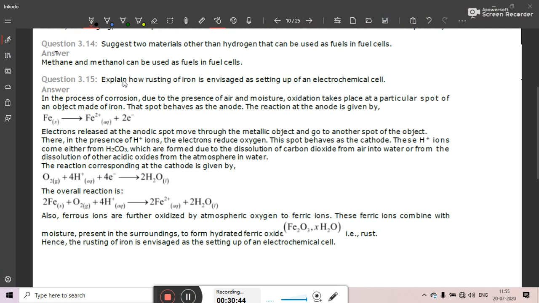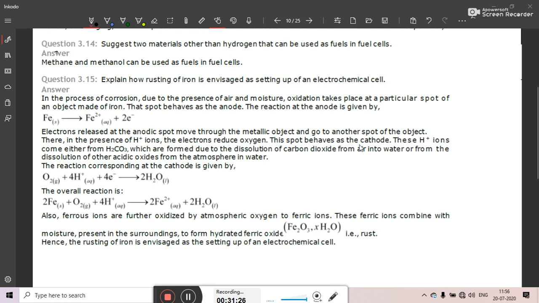Number 15, explain how rusting of iron is envisaged as the setting up of an electrochemical cell. In the process of corrosion, due to the presence of air and moisture, oxidation takes place at a particular spot of an object made of iron. That spot behaves as the anode. The reaction at the anode is given by Fe gives Fe2+ plus 2 electrons. Electrons released at the anodic spot move through the metallic object and go to another spot of the object. There, in the presence of H+ ions, the electrons reduce oxygen. This spot behaves as the cathode.